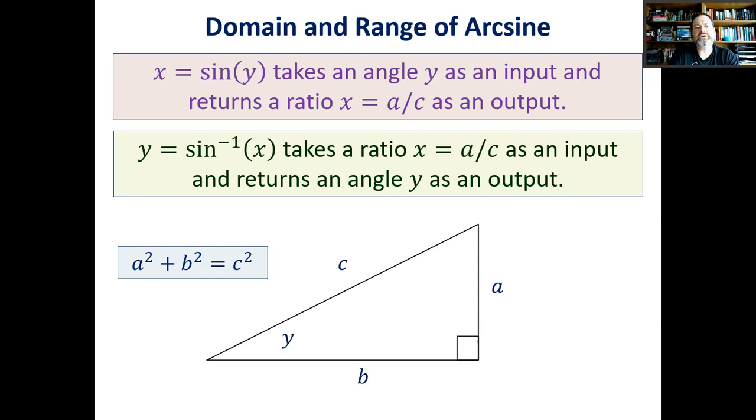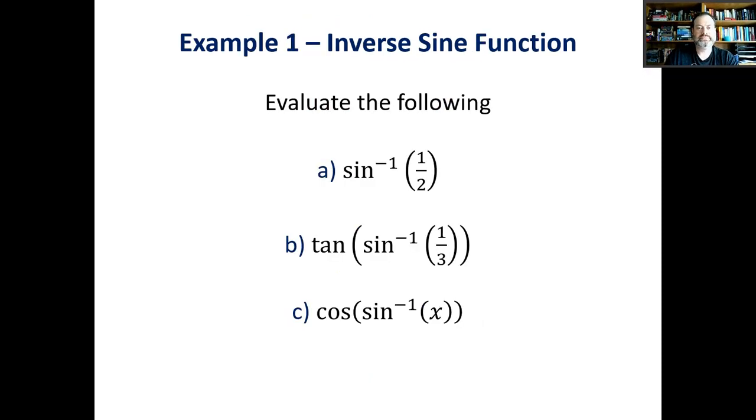So when we have the arcsine, y equals arcsine of x, it takes that ratio as the input, a divided by c, and returns an angle y as an output. And of course, a, b, and c are related with the Pythagorean theorem. So you will always be given 2 of the 3 sides, because to do the arcsine, or arctangent, or arccosine, you need 2 of the 3 sides.